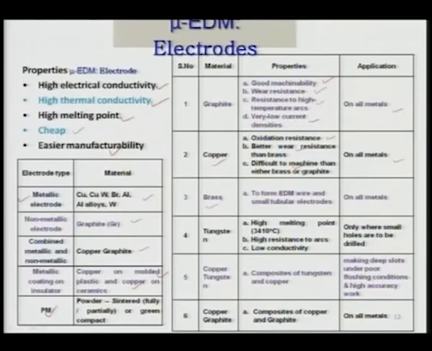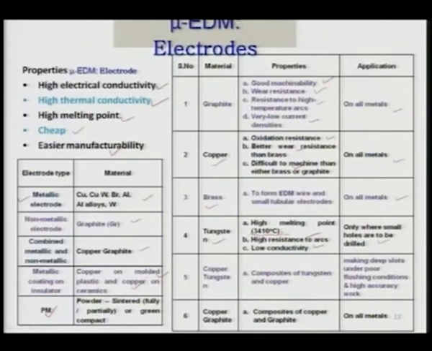Then brass is used to form EDM wire and small tubular electrodes, and again this can be used in combination with all other materials. Then there is tungsten. It has a very high melting point, 3410 degrees centigrade. It has high resistance to arcs and low conductivity, and it is used where small holes are to be drilled, because it is much stronger than copper and brass, so it can resist even mechanical forces, and definitely it can resist high thermal load because its melting point is about 3400 degrees centigrade.